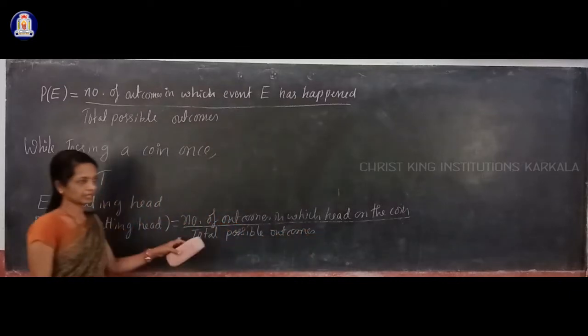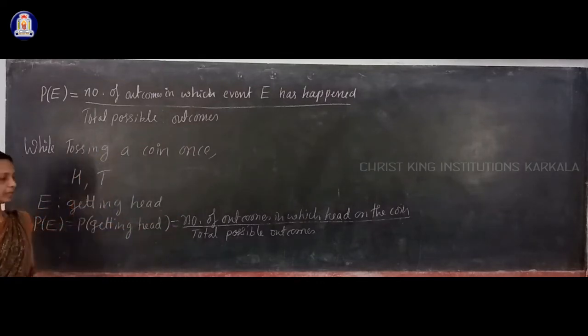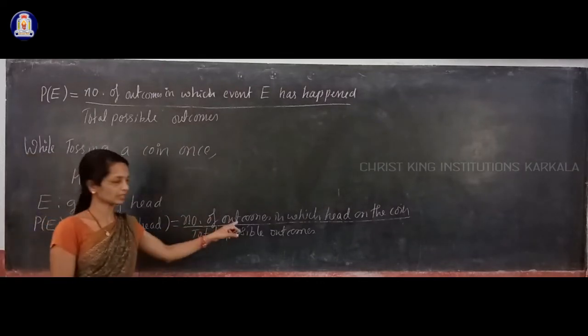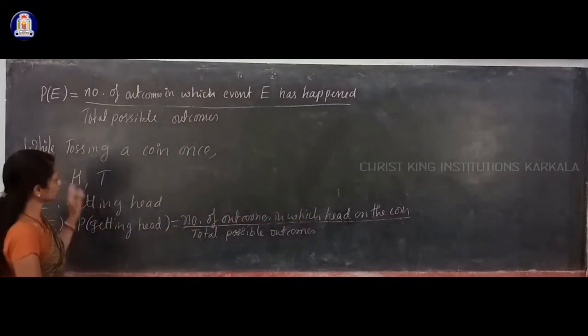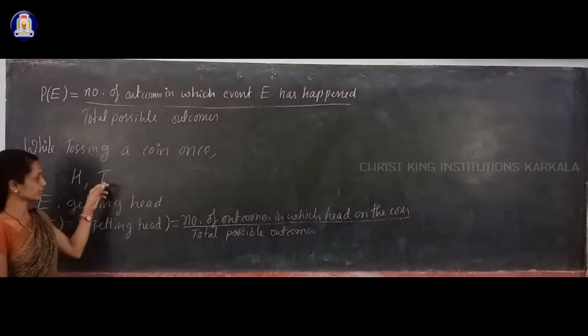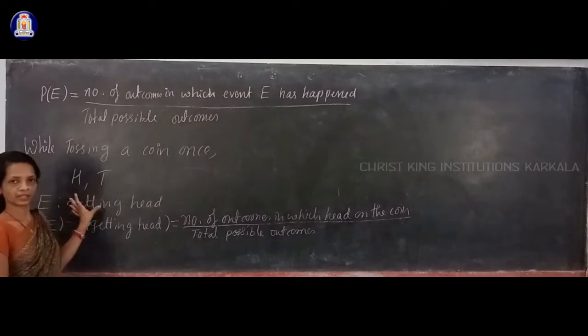So this formula becomes like this. This formula changes like this for this experiment: number of outcomes in which head on the coin, dividing by total possible outcomes. So you have only 2 outcomes. In that, if you get this outcome, then we say that this event E has happened.